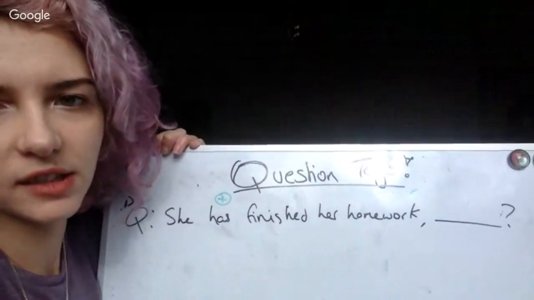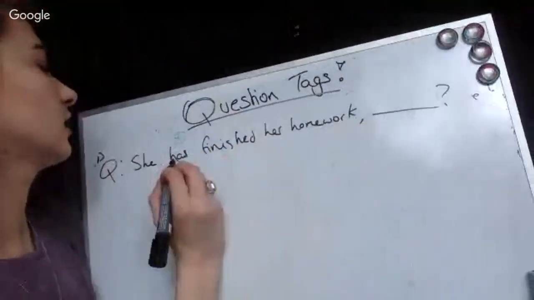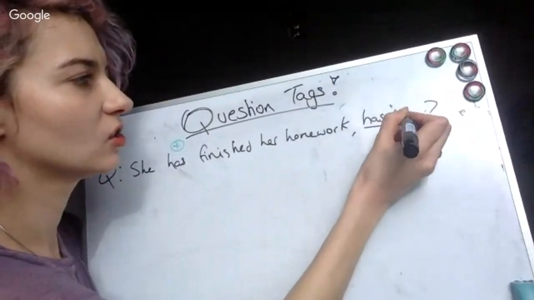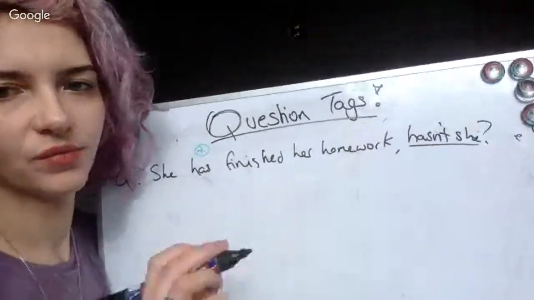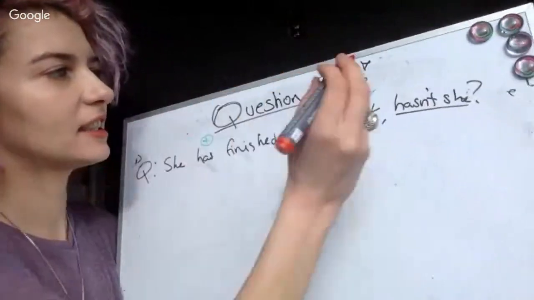Okay, excellent. Yes, perfect. You got it. So she has finished her homework, hasn't she? She's finished her homework, hasn't she? Perfect, you guys have it. So yeah, it's negative here.